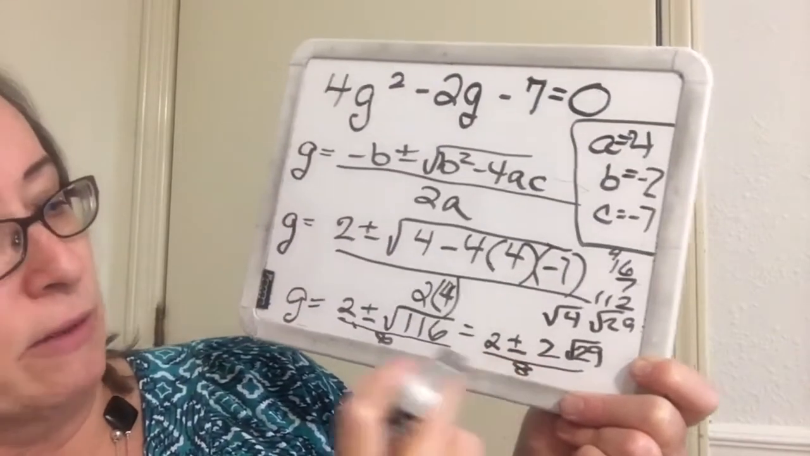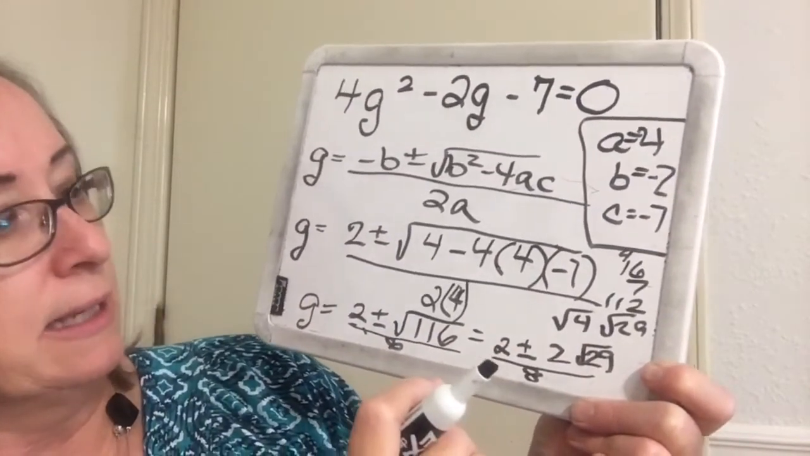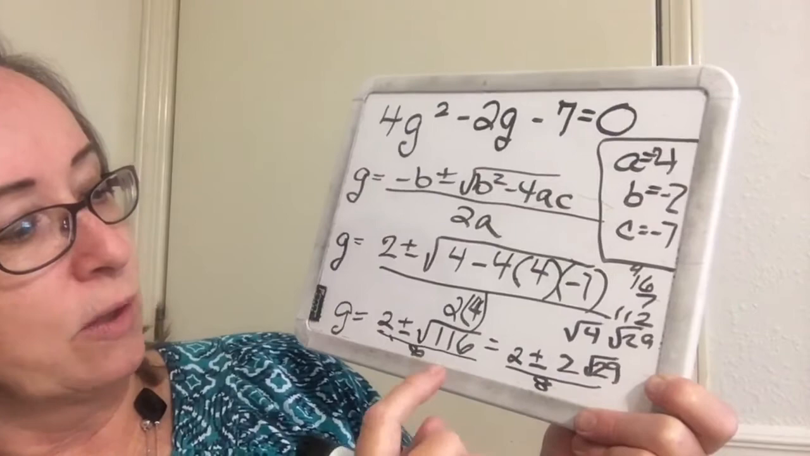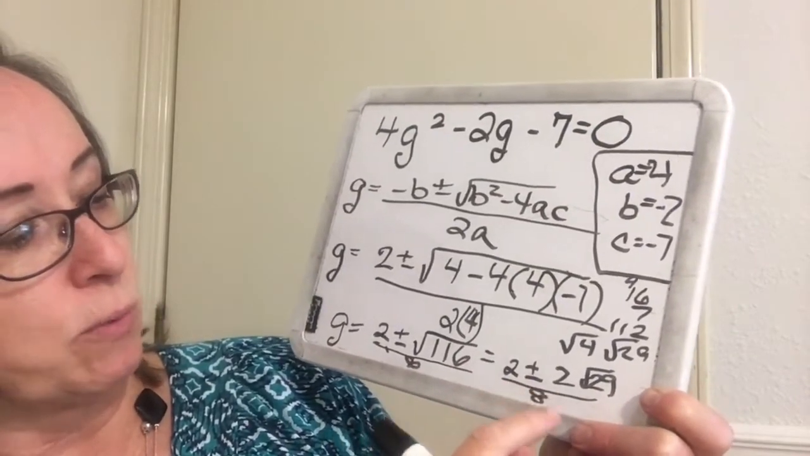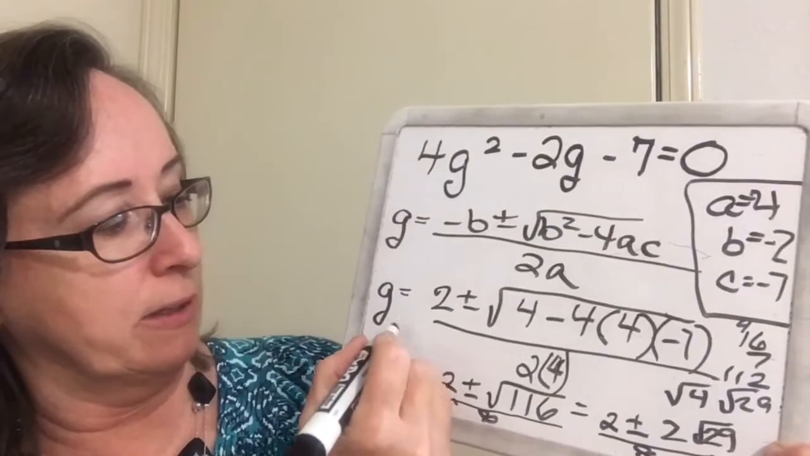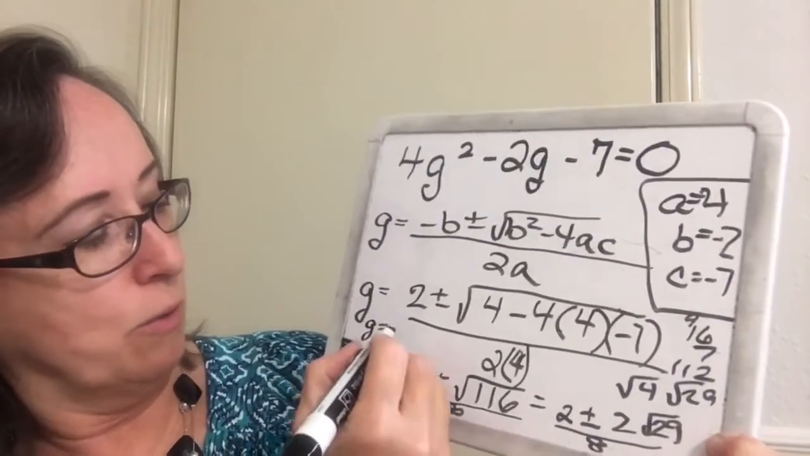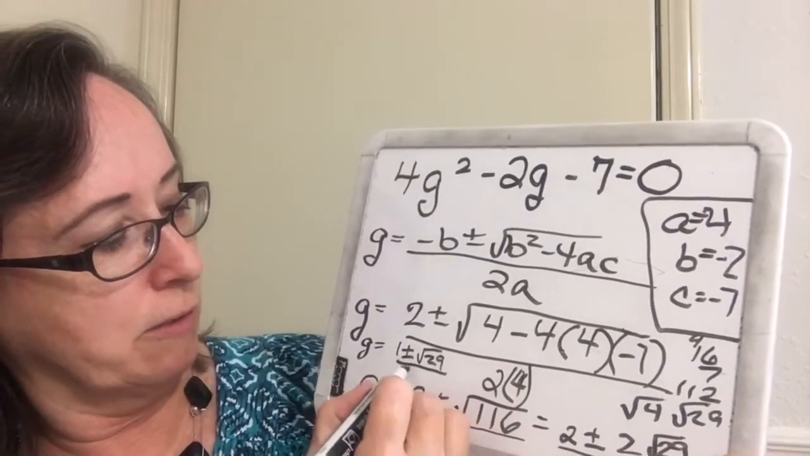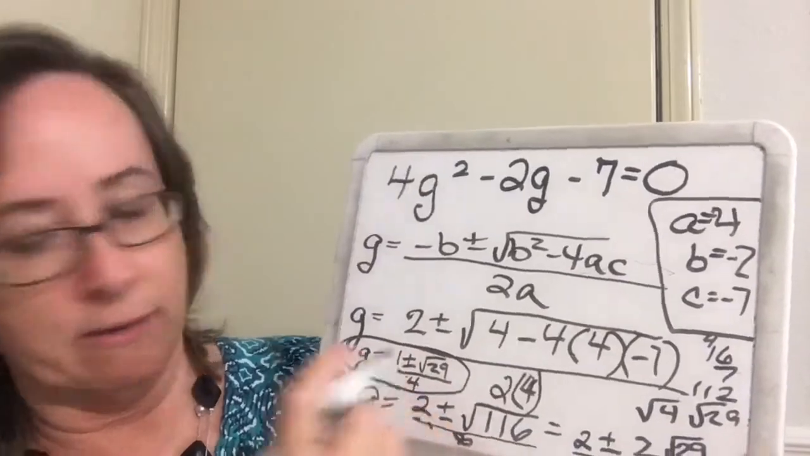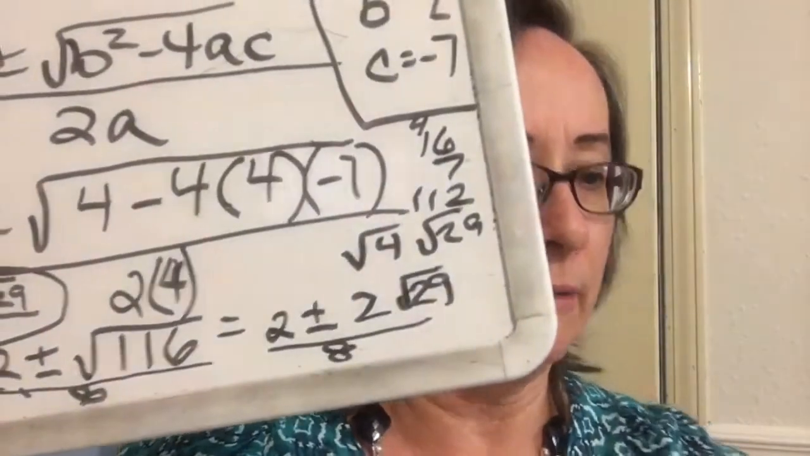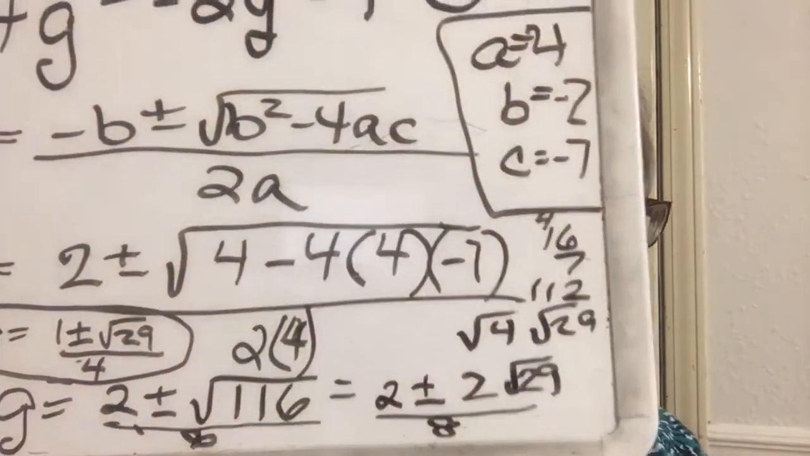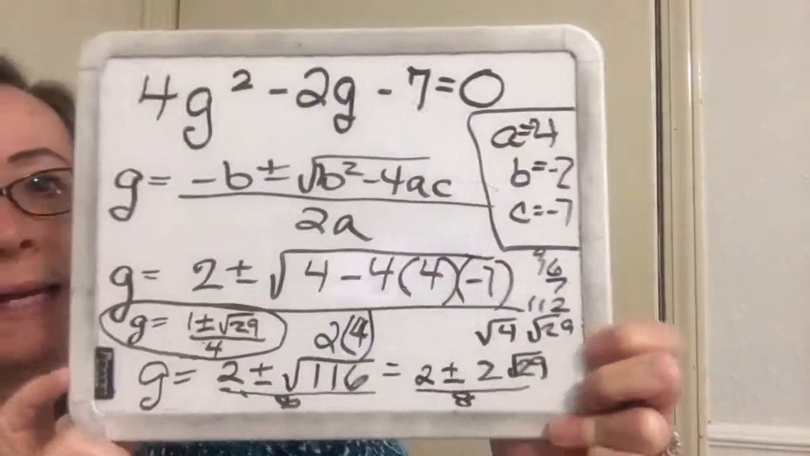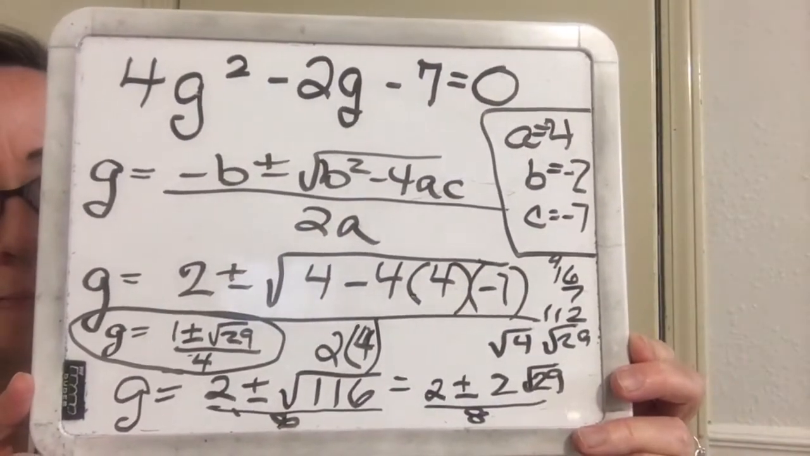And so these are all out of the radical, so a 2 and a 2 and an 8 can simplify. So my final answer should be 1 plus or minus the square root of 29 over 4. So let me write that down. g equals 1 plus or minus the square root of 29 over 4. And I'm going to check that answer right now and make sure that we got it right. Yep, that is right. 1 plus or minus the square root of 29 over 4 winds up being the correct answer for that one.